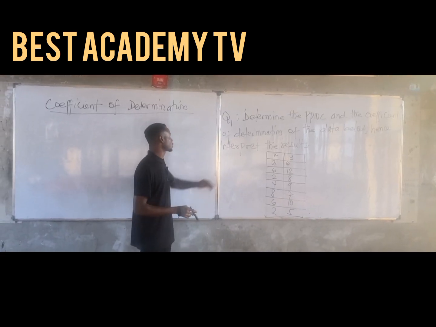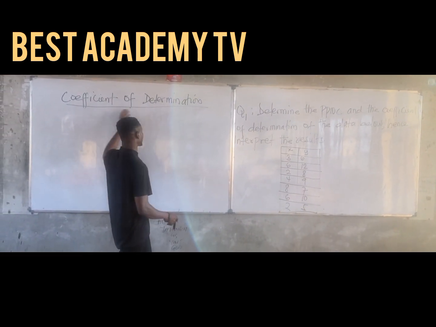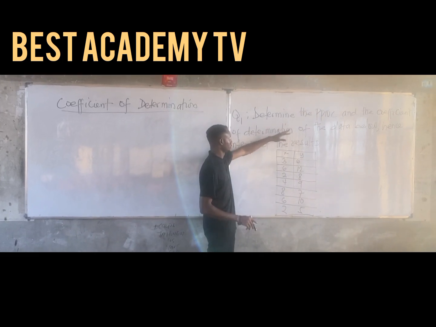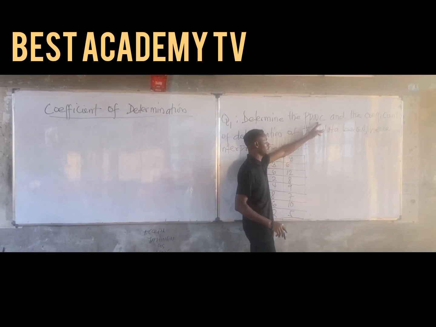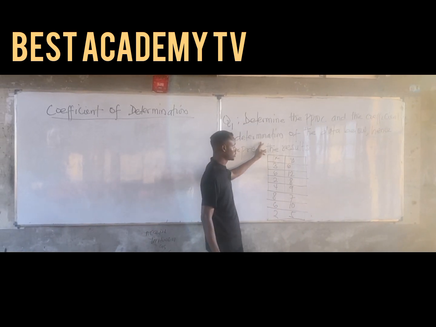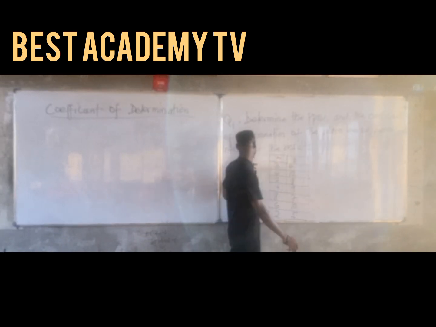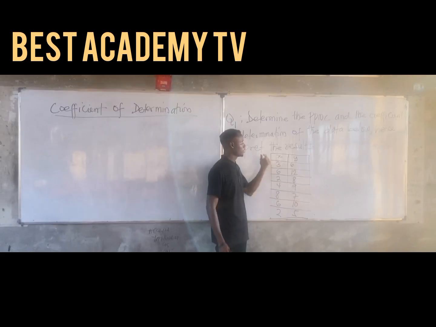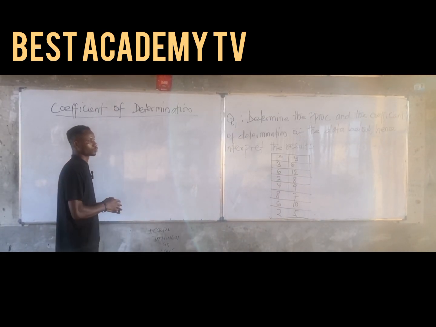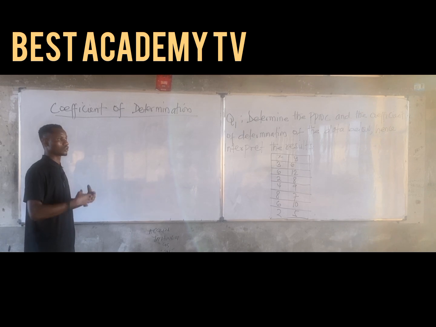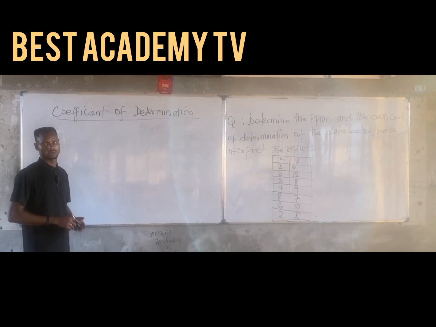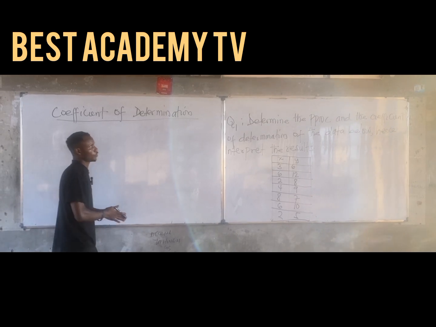All right, now let's solve question 1 under coefficient of determination here. Okay, just calm down, you understand it properly. It said determine the PPMC and the coefficient of determination of the data below, hence interpret the result. Okay, now we are going to understand if I will interpret the result relating to coefficient of correlation or relating to coefficient of determination. Okay, but let's first of all know what to do here.